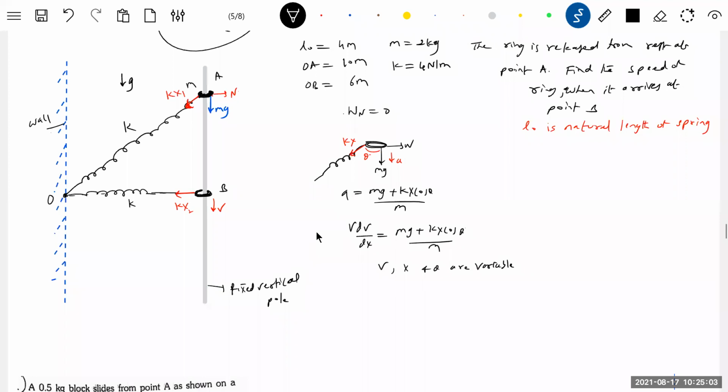So how to calculate the speed? I'll go for conservation of mechanical energy. Work done by the normal contact force is 0. And then UA plus KA equals UB plus KB. The elastic potential energy is kx1 square by 2. The gravitational potential, we don't know this h. Let's see how we can bring it in. Plus, it is released from rest.